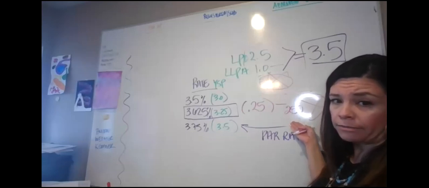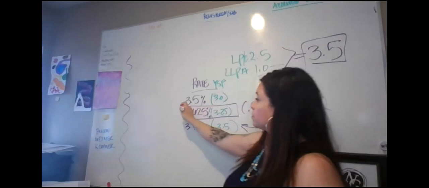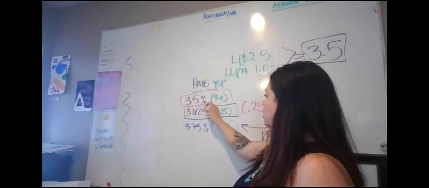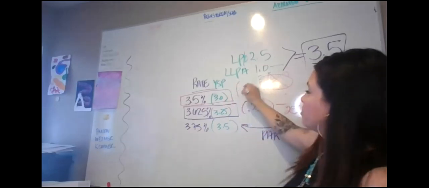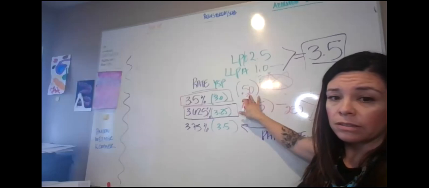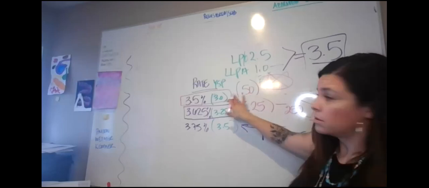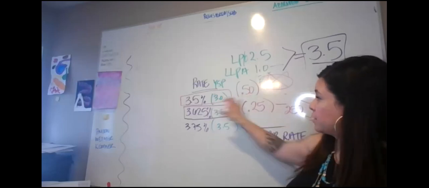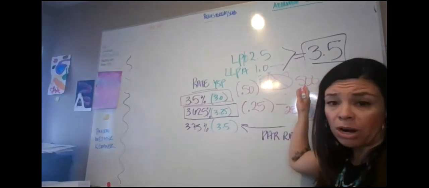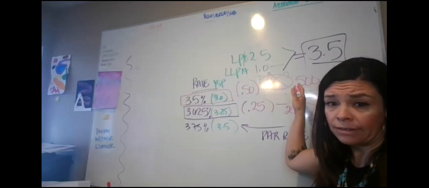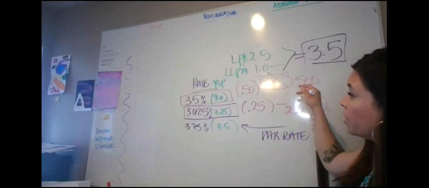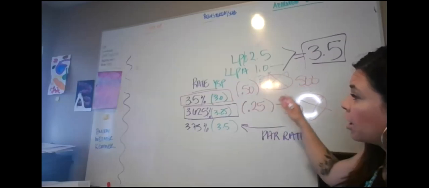Now, let's say we need this rate to make it work. So now the borrower is paying 50 basis points to get this. So that's $500 for every $100,000. Let's say the borrower doesn't have that. Then what we're going to do is switch to borrower paid.